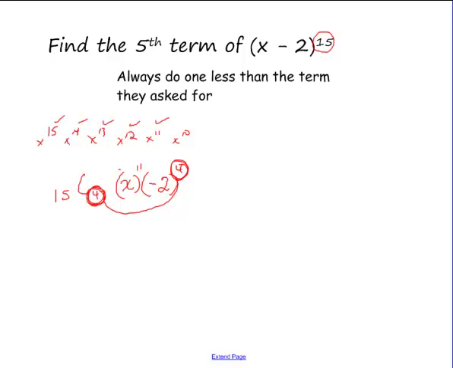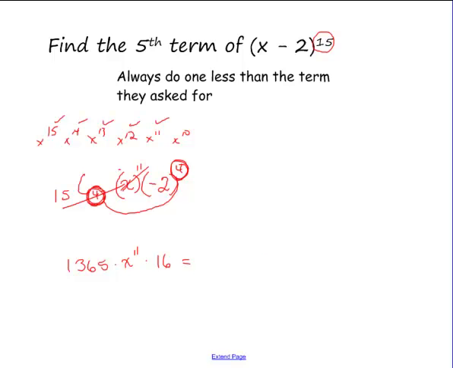All right, so 15C4, I'd pull out my calculator and do 15C4. So let me do it here. 15C4 is 1,365. X to the 11th is easy. It's x to the 11th. And negative 2 to the 4th power is going to be a positive 16.